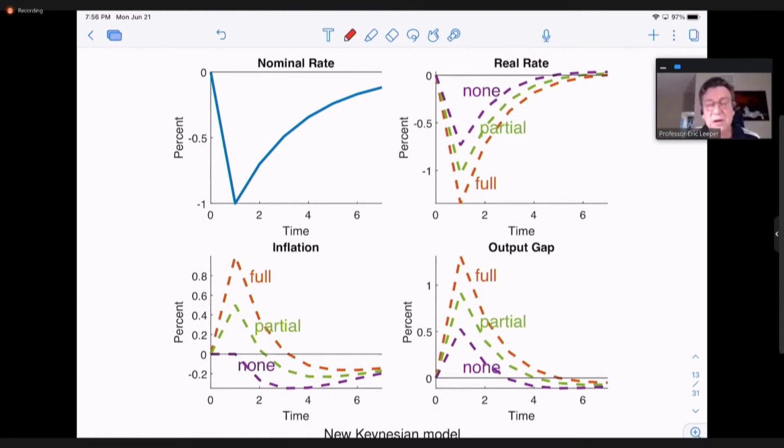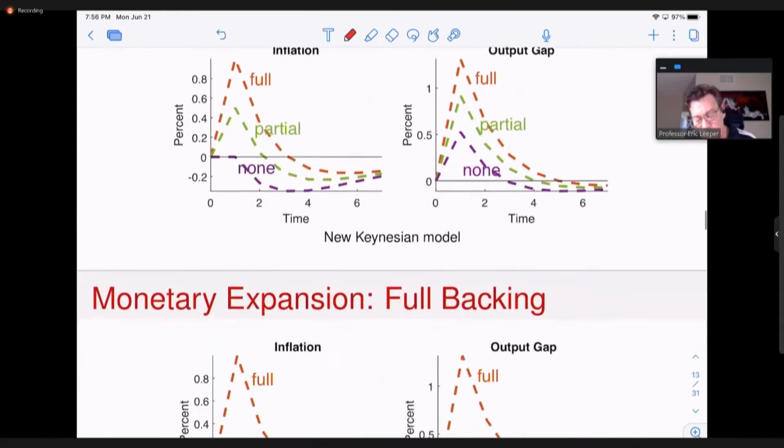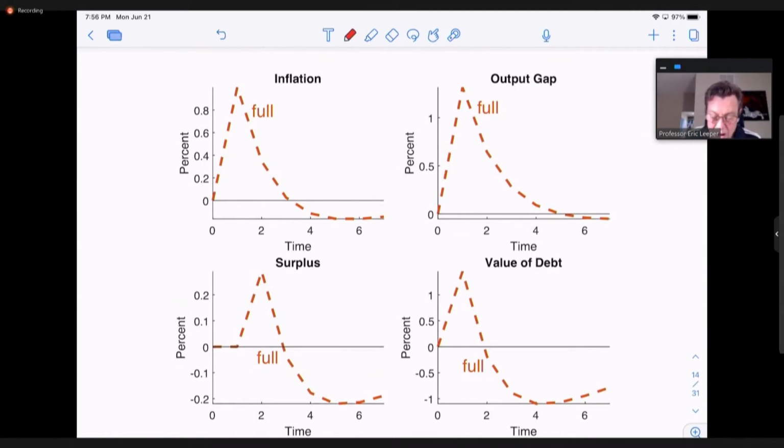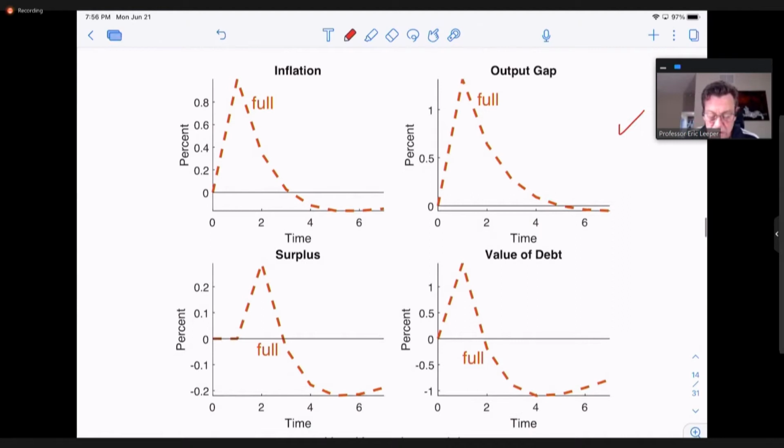But what's happening in this environment is this negative wealth effect from the lower interest rate is really kicking in and dominating the response of inflation. Now, what's going on behind the scenes? Well, to see that, I just repeat the first two graphs, and now you can see what's happening to the primary surplus and the value of debt.